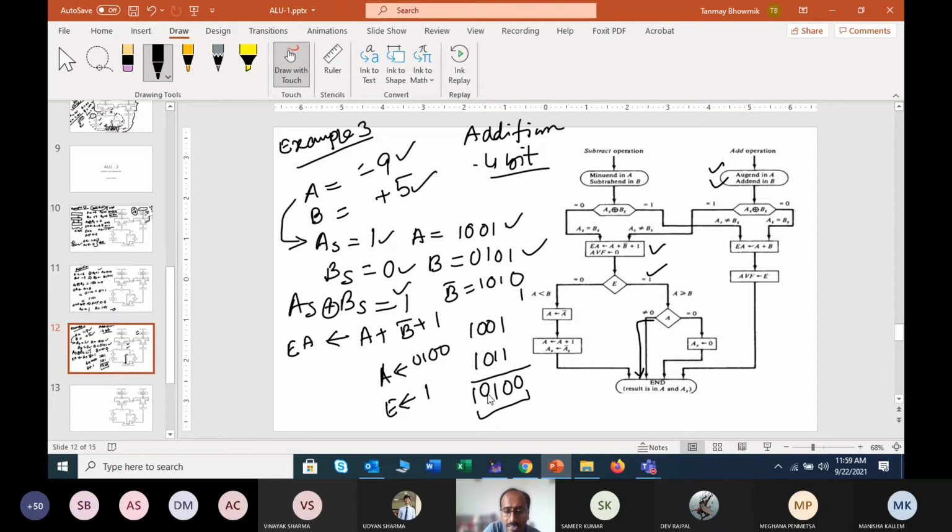So right now your result is 0100 and your sign bit should be taken from A. Your sign bit was initially 1, this one, and in this route if you see, nowhere has your AS been changed. So that means your final result should be AS equals 1 and A equals 0100. So overall if you write, it is actually -4. Correct? I think no confusion.